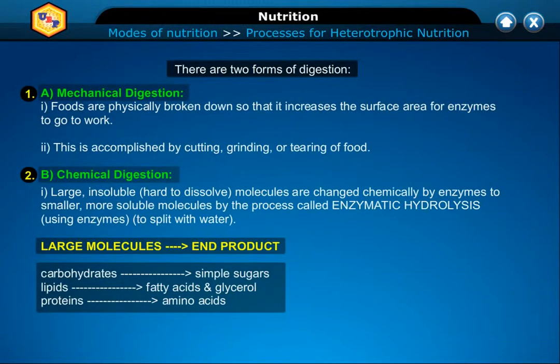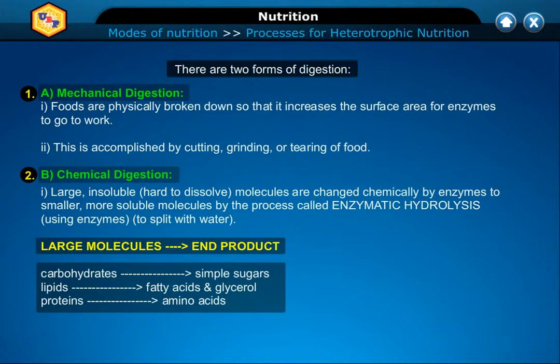A. Mechanical digestion. Number 1. Foods are physically broken down so that it increases the surface area for enzymes to go to work. Number 2. This is accomplished by cutting, grinding, or tearing of food.